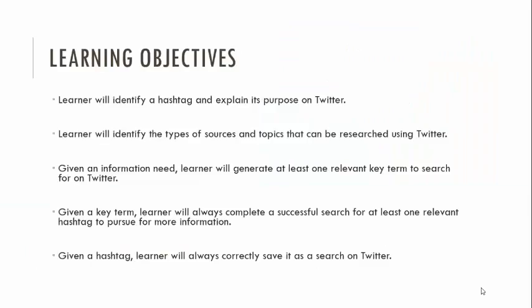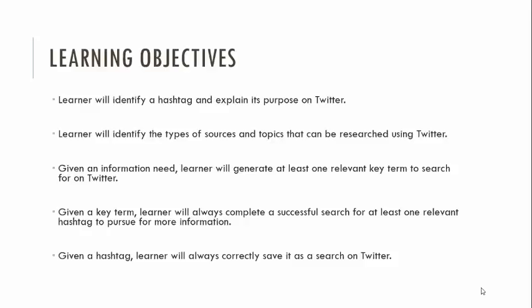This tutorial has 5 learning objectives. First, the learner will identify a hashtag and explain its purpose on Twitter. Second, the learner will identify the types of sources and topics that can be researched using Twitter. Third, given an information need, the learner will generate at least one relevant key term to search for on Twitter.